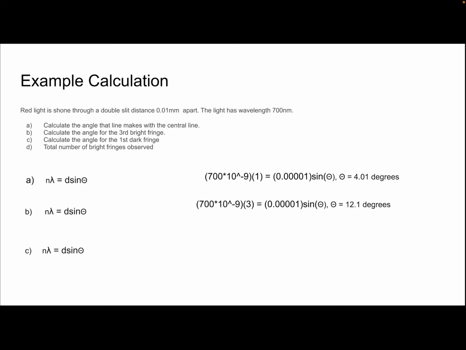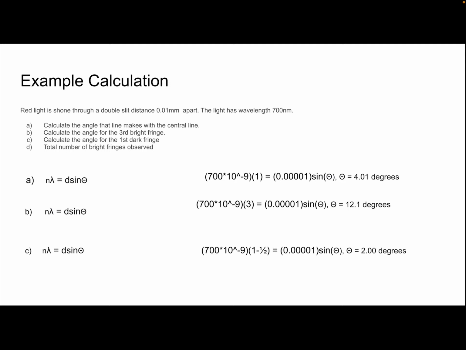Question C: calculate the angle for the first dark fringe. This time you should be using (n − 1/2)λ = d sinθ. So for our first dark fringe, n equals 1, but we have to subtract 1/2 because we want the path difference to be half a wavelength. Since it's an odd multiple of half a wavelength, we're going to see destructive interference occur, and therefore this is going to be a dark fringe. That's where the first dark fringe is observed. If we substitute those numbers in, we'll find that theta equals 2 degrees.